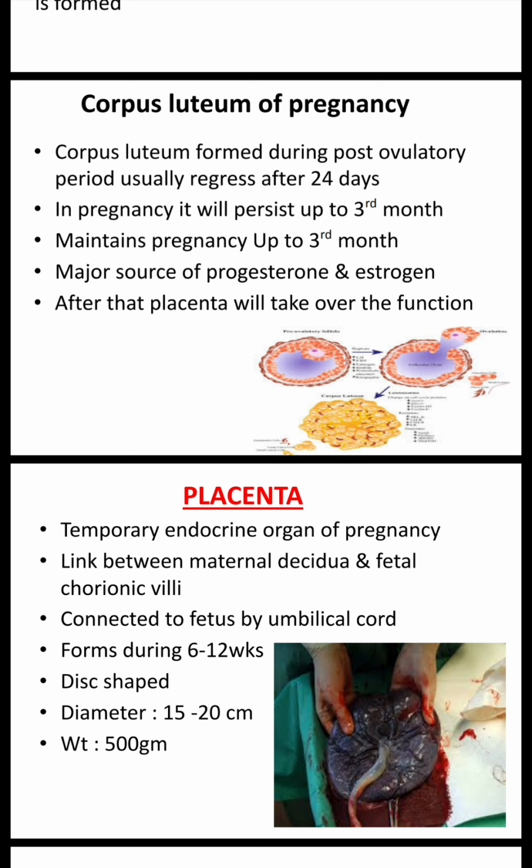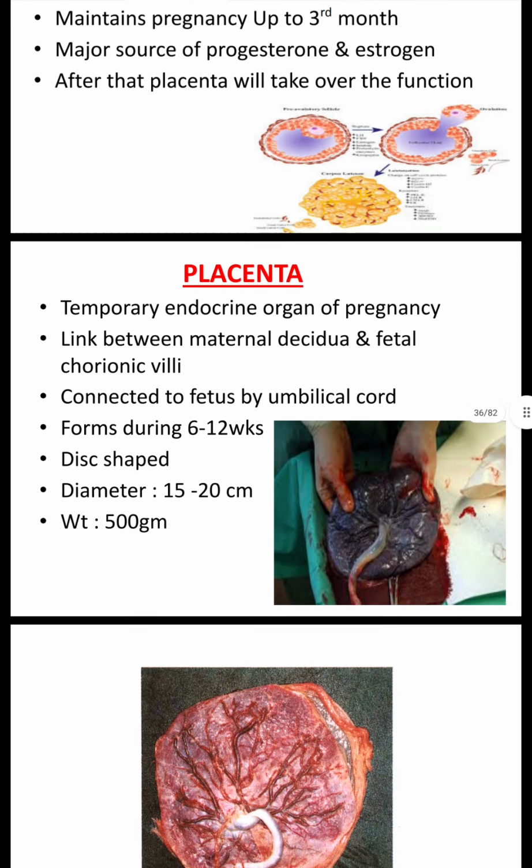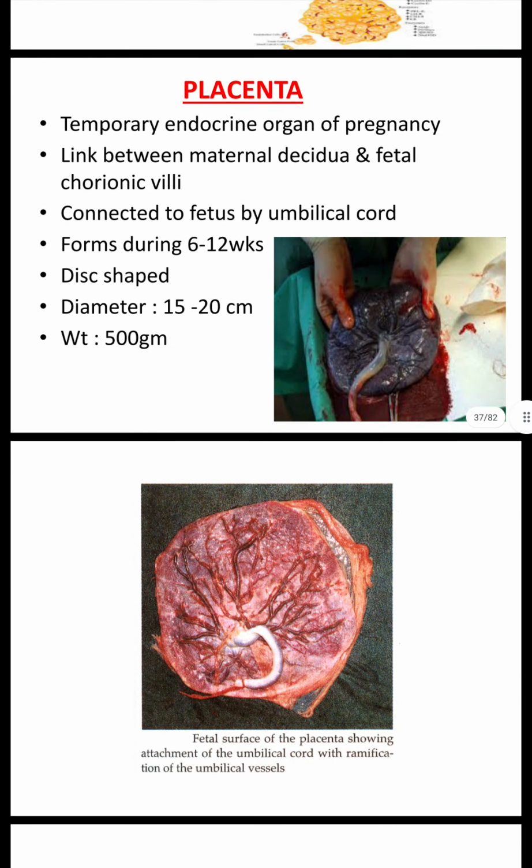Going on to the placenta, it is a temporary endocrine organ of pregnancy. It is a link between the maternal decidua and the fetal chorionic villi. It is connected to the fetus by the umbilical cord. It is formed during 6 to 12 weeks. It is disc shaped, the weight is 500 grams and the diameter is 15 to 20 centimeters. This is a picture of the placenta. Here you can see the fetal surface of the placenta showing attachment of the umbilical cord with ramification of the umbilical vessels. That is, umbilical vessel rami can be seen.